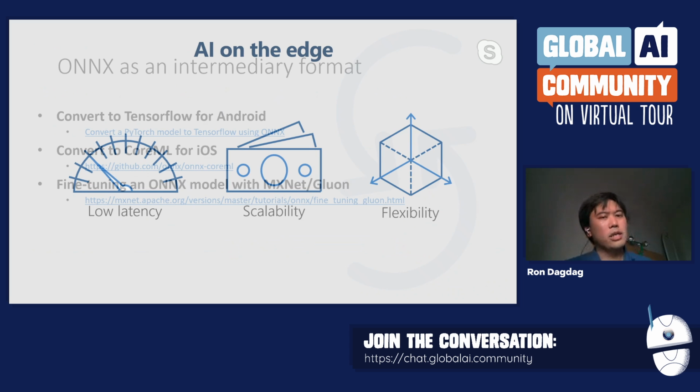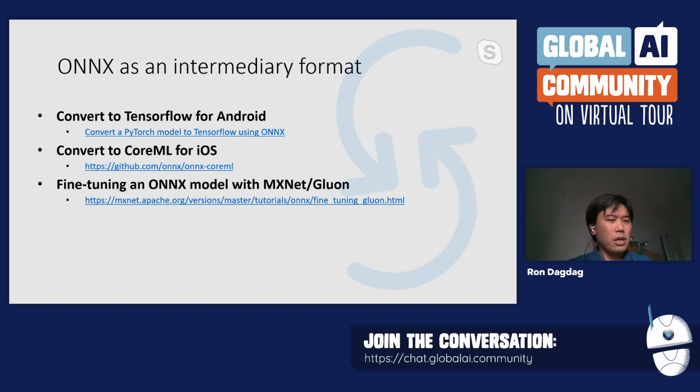You can also use ONNX as an intermediary format, meaning I can convert a PyTorch model to ONNX, and then from ONNX I can convert it to run on TensorFlow, from ONNX to a TensorFlow model. Then I can incorporate it into my Android application. Another way is to convert it to Core ML, so you can do ONNX to Core ML too. Another one is transfer learning. If I have an existing model and I want to do transfer learning and fine-tuning, we can do that using the ONNX model as an intermediary format.